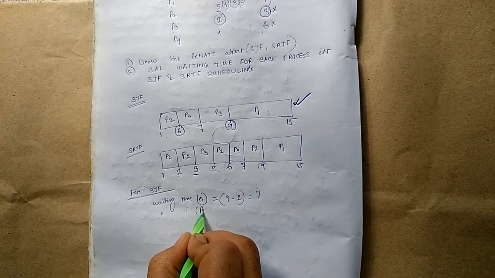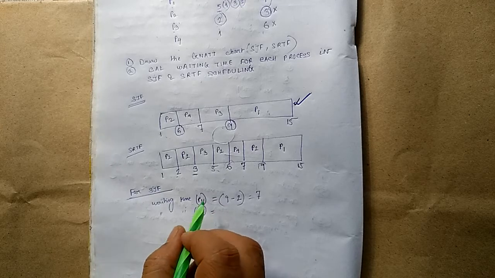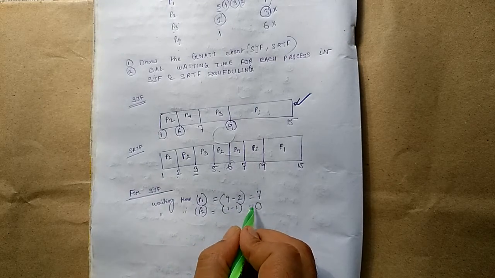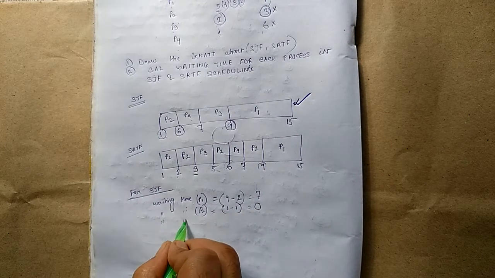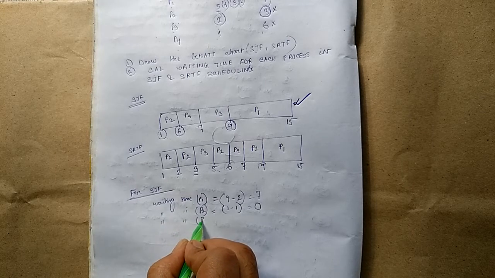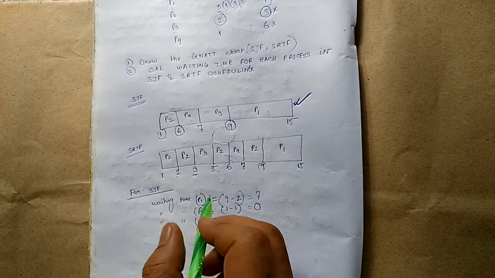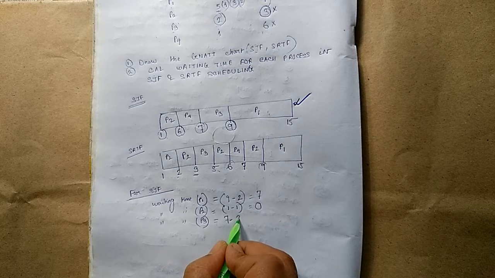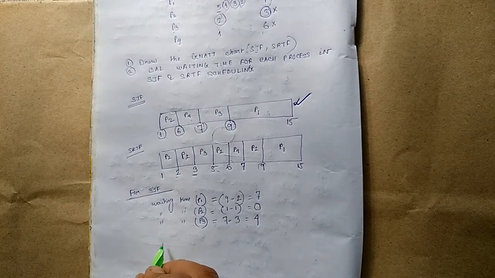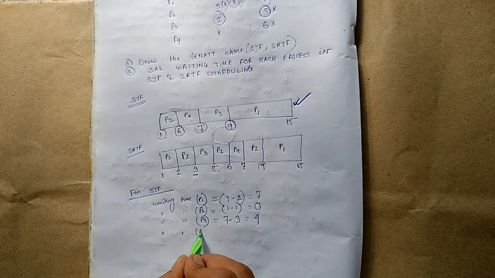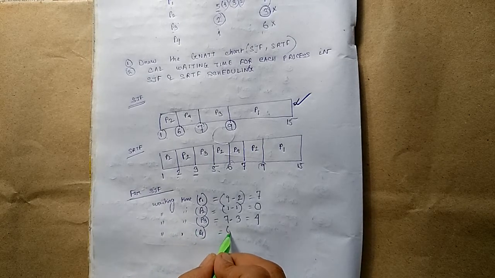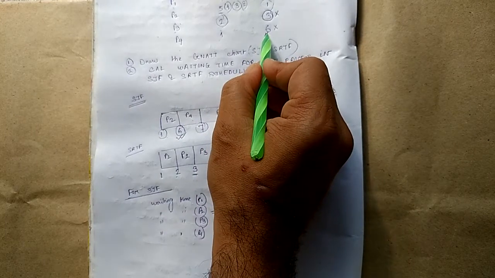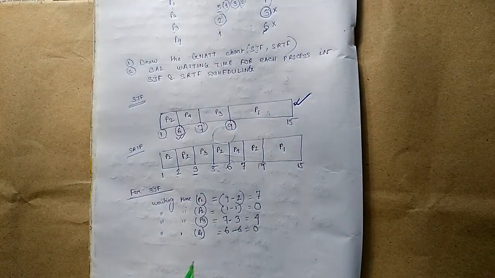Waiting time for process P2 will be, P2 start time is 1 and arrival time is 1, so we'll get 0. Now waiting time for process P3. P3 start time is 7, arrival time is 3, so we'll get 4. Next process is process P4, its start time is 6 and its arrival time is 6. That's why 6 minus 6, we'll get 0.